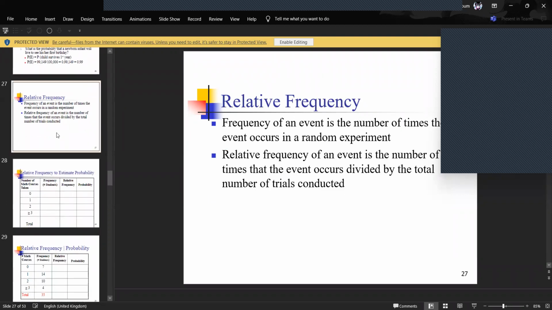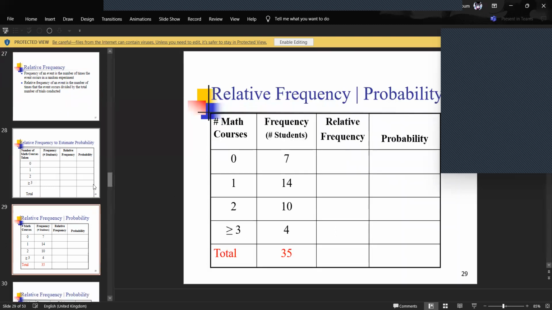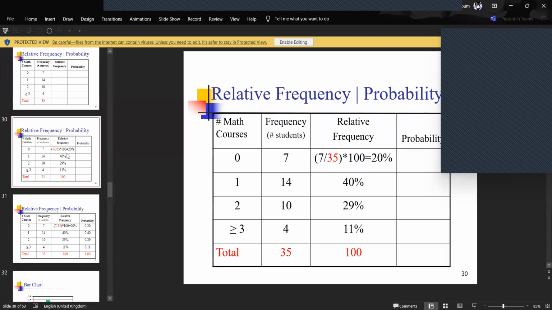So relative frequency of an event is the number of times it occurs divided by the total. Basically, it's the percentage of times that any event happens. All right, so if I just skip to the end, the relative frequency has two things. The total relative frequency of all outcomes is 100%.